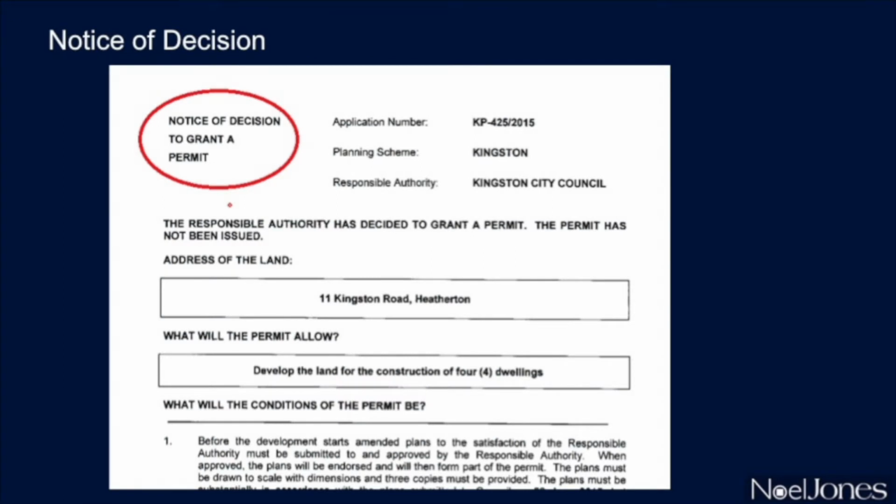Here we have an example of a notice of decision. It should be noted that whilst it's highly likely that a permit will be issued, it's certainly not assured. Objectors to your proposal may put up a fight, resulting in time delays and a hearing at VCAT.